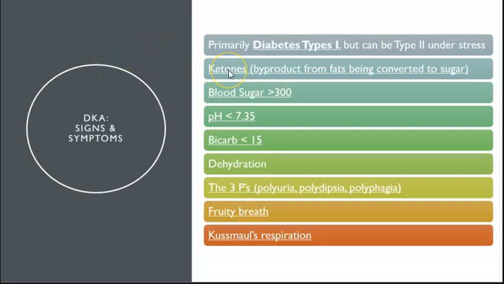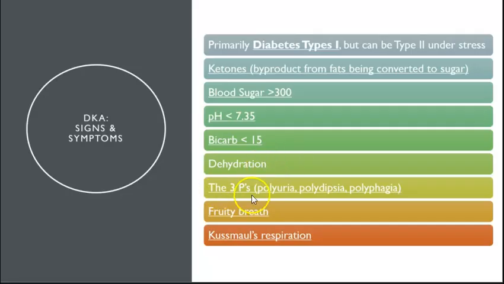You will see ketones. It's a byproduct from the breakdown of that fat being converted into sugar. So it's the waste product. So you have an extra amount of ketones, which are making your blood acidic and are coming out in the urine. A blood sugar around 300 or more, a pH less than 7.35, bicarb less than 15. Why is bicarb important? Because it's one of those buffers that helps the pH go up. But as you see, it is low.